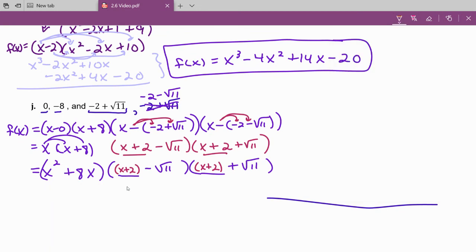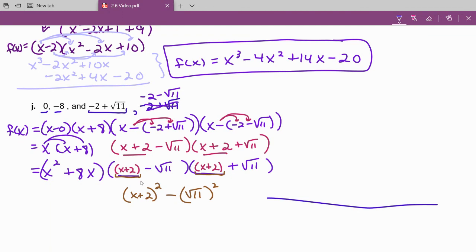Well, let's use the ugly brown color. So take your first term squared minus your second term squared. Well, what's my first term? X plus 2. What's my second term? Square root of 11. We've already taken care of the sign. The negative times the positive is the negative right there. Oh, I really don't like that color. Let me change it back to something else.